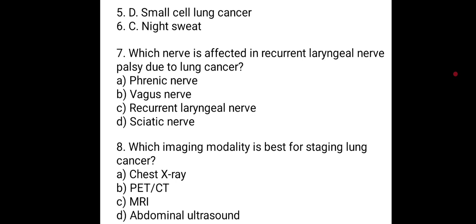Number 7, which nerve is affected by recurrent laryngeal nerve palsy due to lung cancer? A. Phrenic nerve. B. Vagus nerve. C. Recurrent laryngeal nerve. D. Sciatic nerve. 8. Which imaging modality is best for staging lung cancer? A. Chest X-ray. B. PET or CT. C. MRI. D. Abdominal ultrasound.